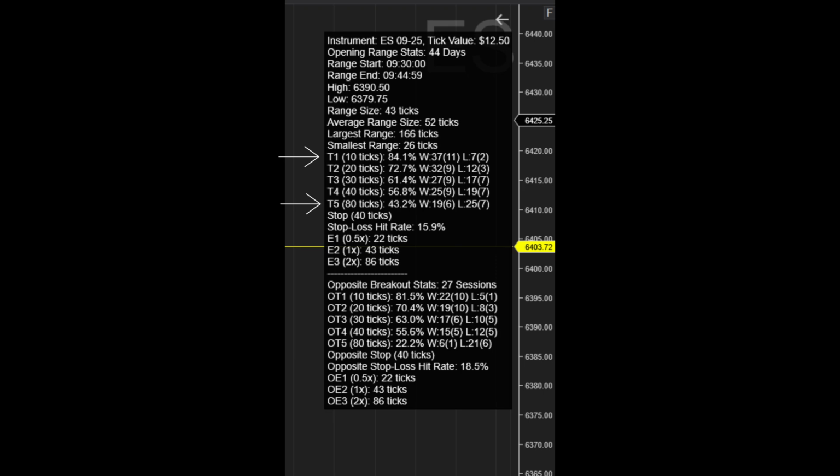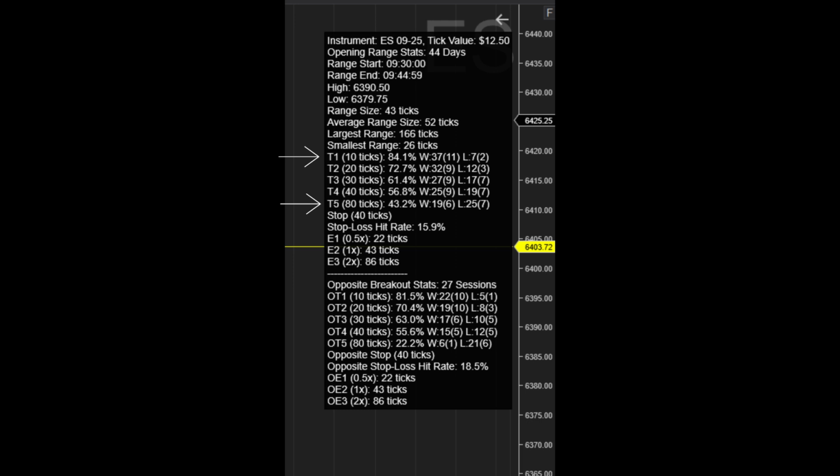And so we have a net positive 520 ticks on ES for this 44-day period. And if you multiply that by $12.50 a tick, that is $6,500 worth of profit in those 44 days.